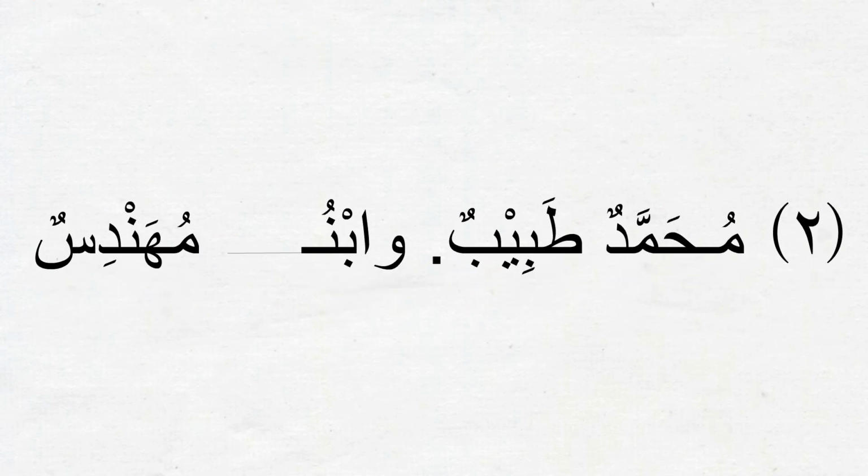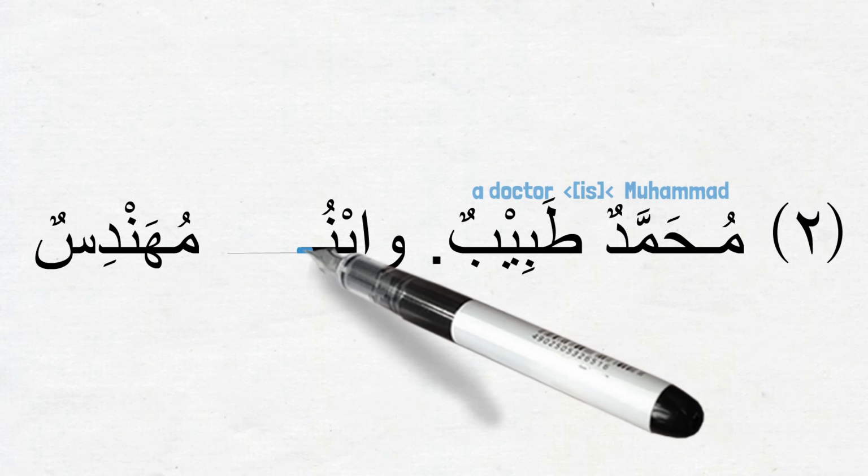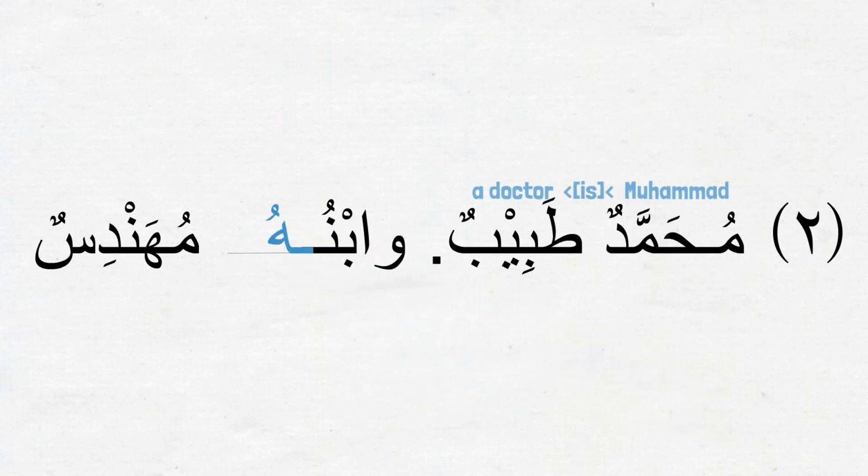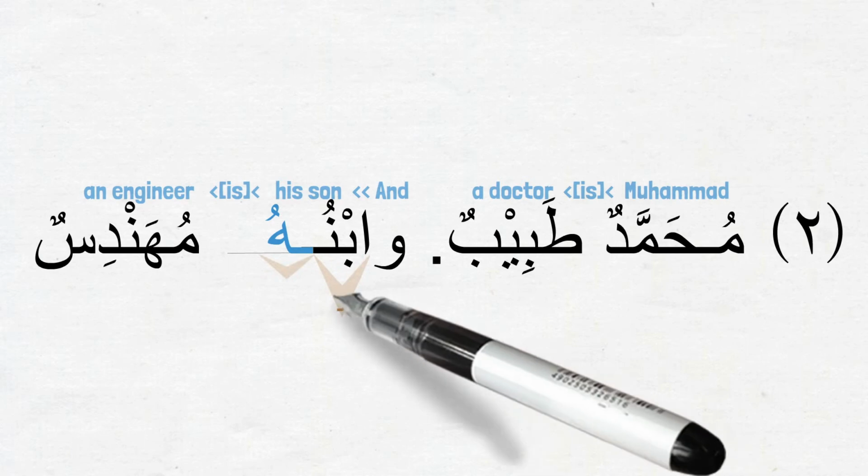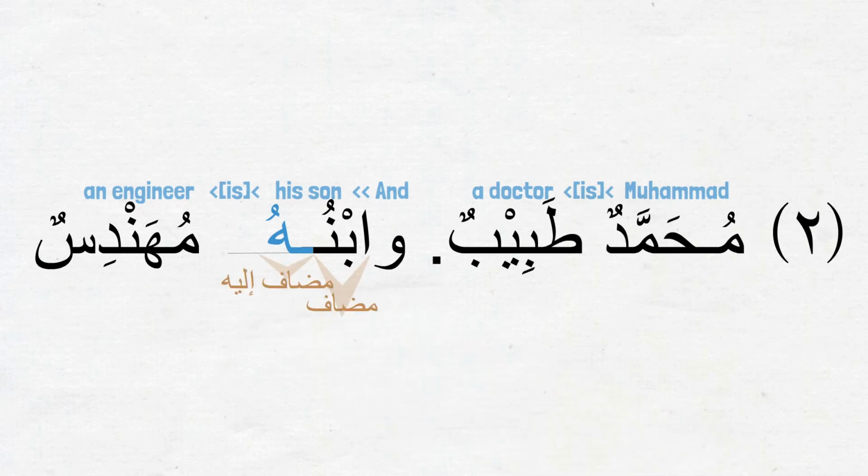Part 2. محمد طبيب. Muhammad is a doctor. Should we say وابنه or وابنها? It will be وابنه because we are talking about Muhammad. The complete sentence should then be وابنه مهندس and his son is an engineer. ابنه is the مضاف and مضاف إليه combination and the مضاف ابن is the مبتدا and مهندس is the khabar.